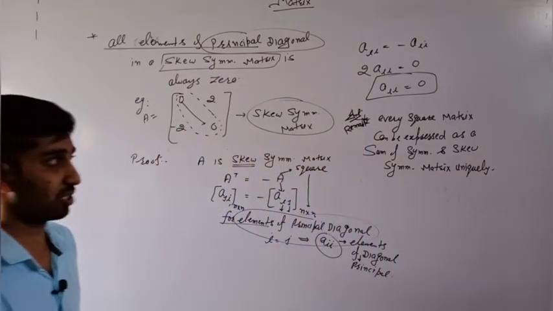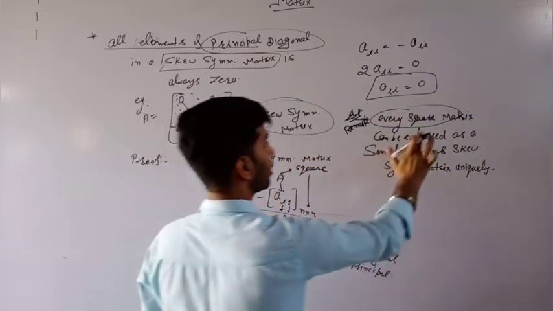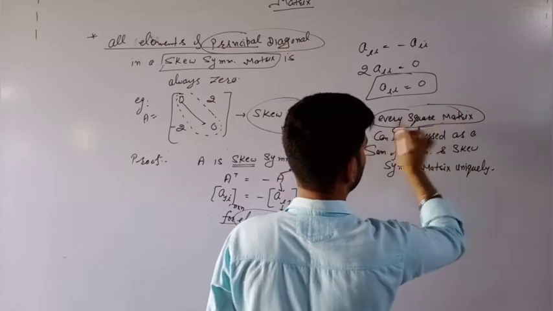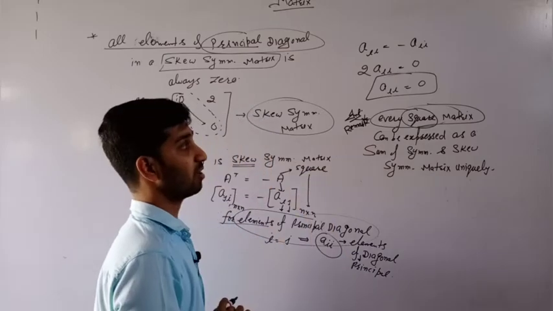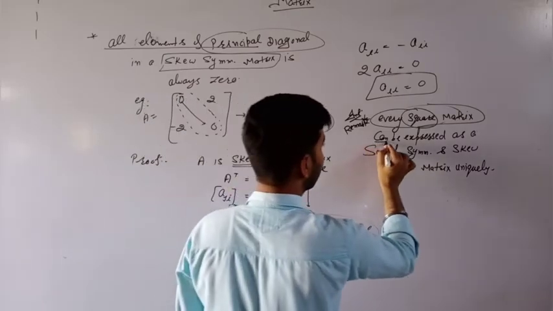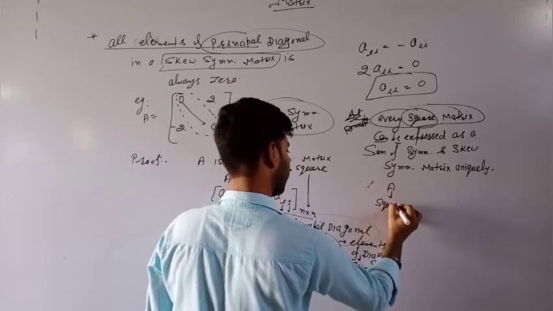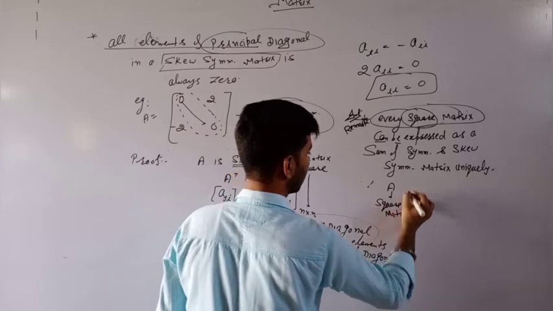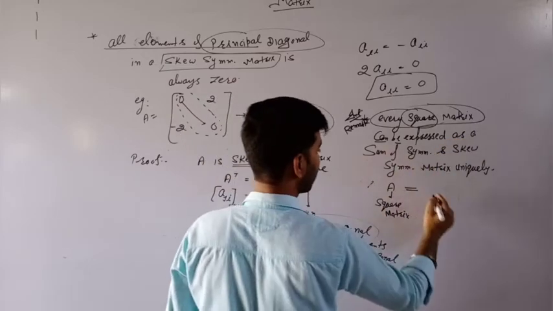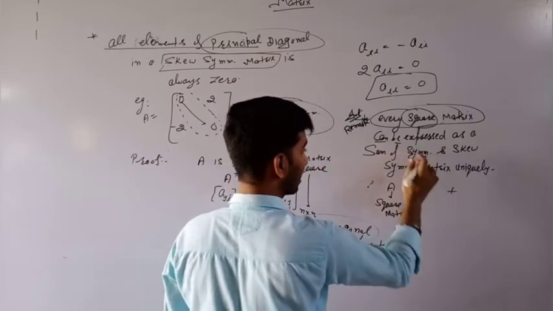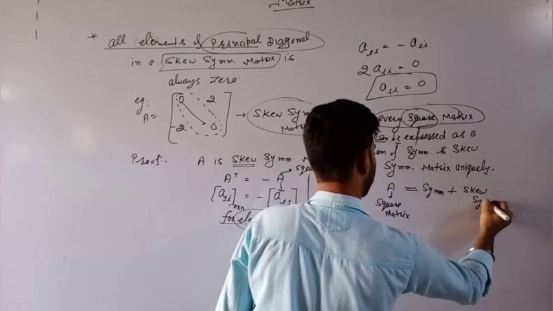So let's discuss this theorem that every square matrix, it means that every square matrix, the most important condition is that the matrix is square. Every square matrix A can be expressed, let's say, as a sum of a symmetric matrix and a skew symmetric matrix.